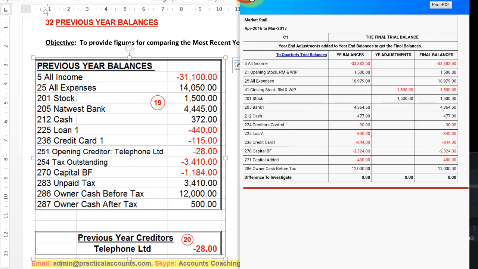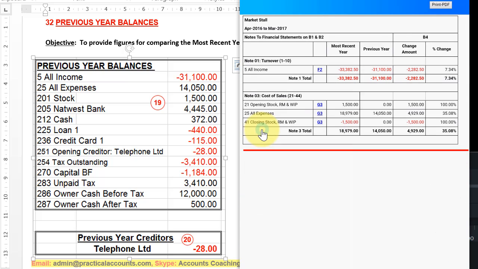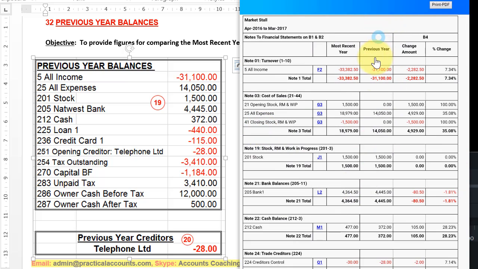Clicked the wrong one. Need to go back. Need to click once. Oh, it's supposed to be B4, not B3. Supposed to be B4. So we can see the previous year figures we have just entered in the previous year column. Now on the left is the most recent, and this is the previous year. And then it gives us the change amount between the previous year and the current year.